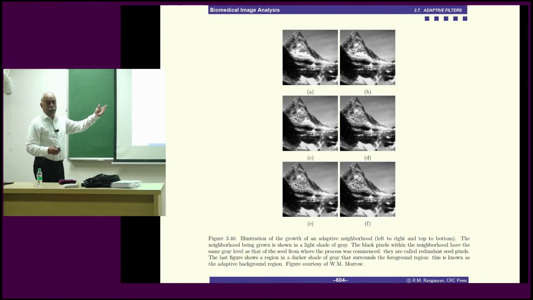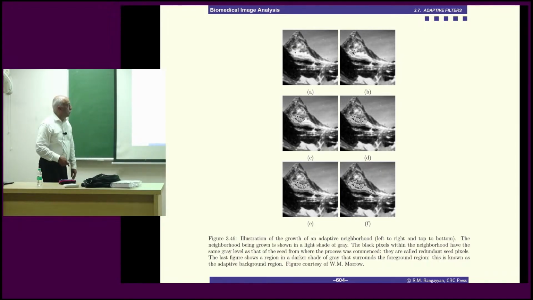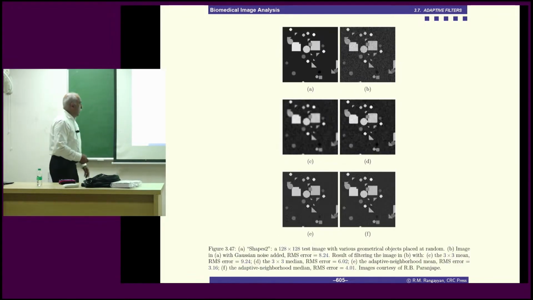You do that for every pixel. So for a pixel somewhere here, you may get a region like that. For a pixel here, you may get a region like that. So then what do you do? You compute statistics.